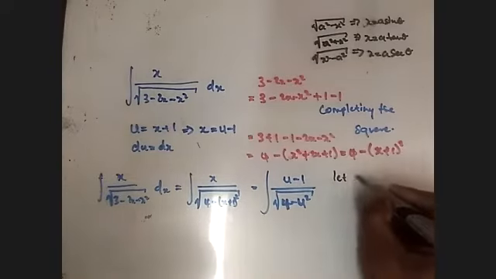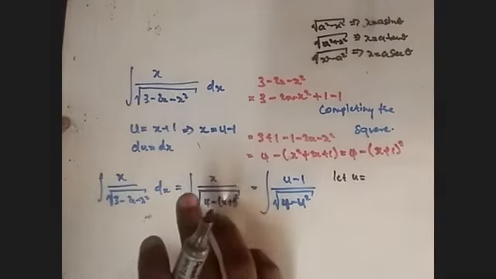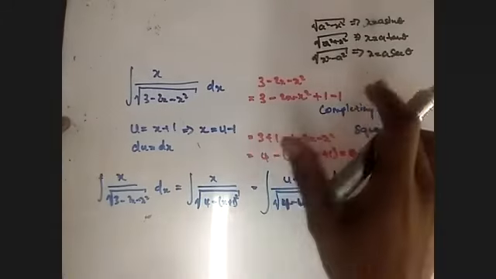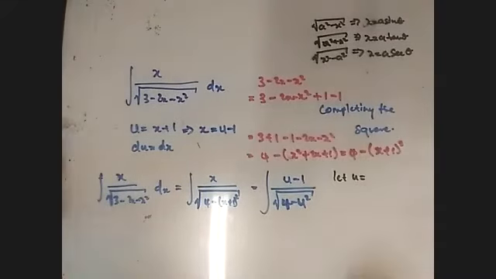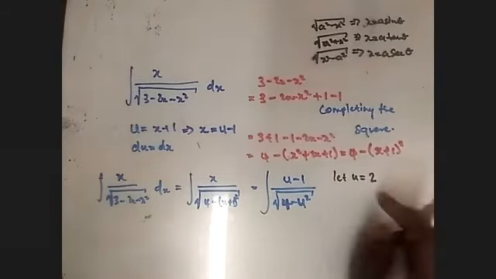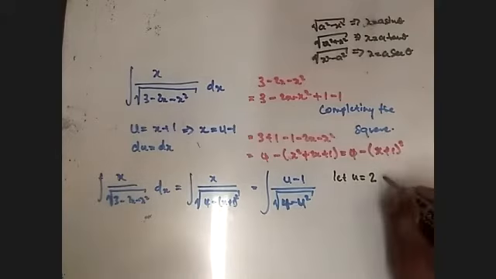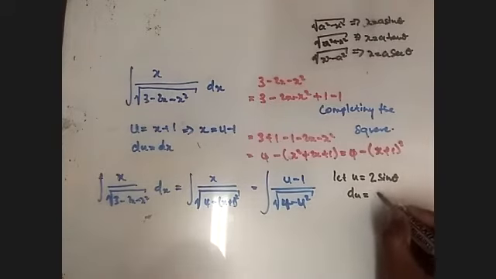So we're going to let u be equal to, in this case, I said to you, u replaces x. Usually we say let x be equal to something. In this case, we're going to say let u be equal to 2, which is the value of a, sine of theta. And thus our du is equal to 2 cosine of theta.